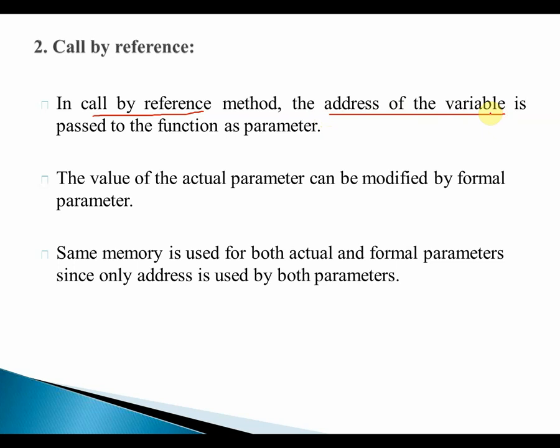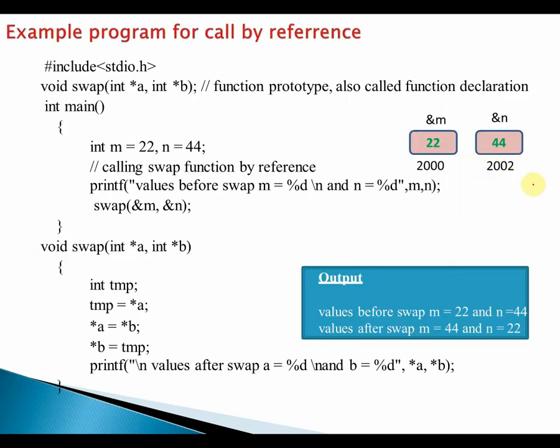Okay, now we'll see what an address is. An address is nothing but the memory location, the memory address. When I say address, it's the address in memory that is passed to the function. Remember also that the same memory is used for both actual and formal parameters. So inside the memory, the same location is used for actual parameters and formal parameters, which means only one address is used for both. Okay, we shall see this with an example.